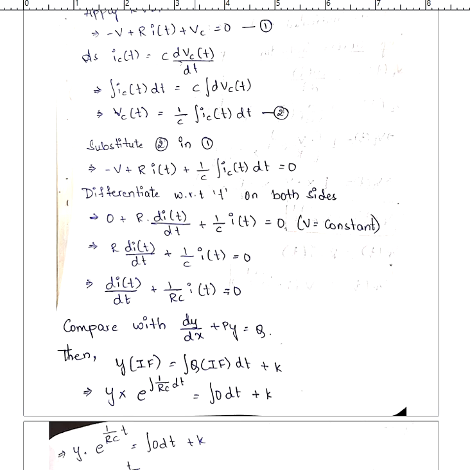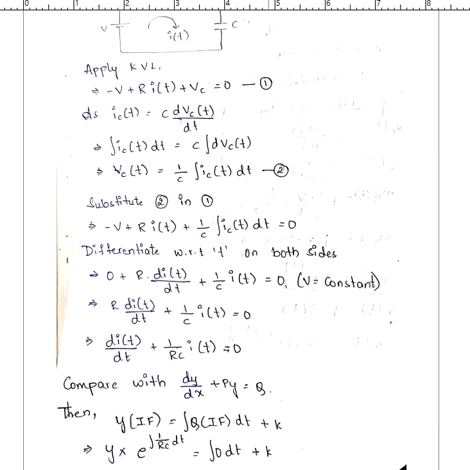Okay, now let us substitute this equation number 2 in 1. So you will be getting minus V plus R into I of t plus 1 by C integral Ic of t dt equals to 0. So for solving the time response for any given circuit, we need a differential equation. But what we have got here? Here we got one integral term. So how can we avoid this integral term?